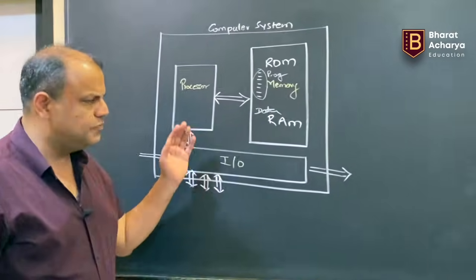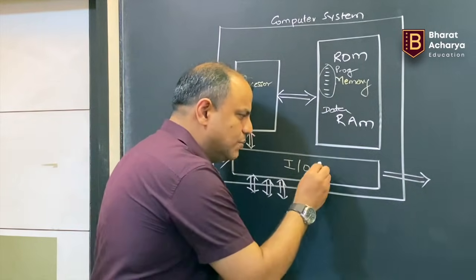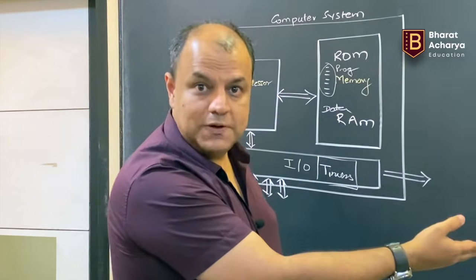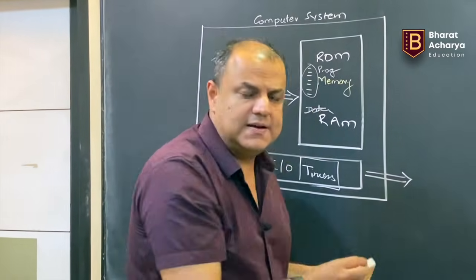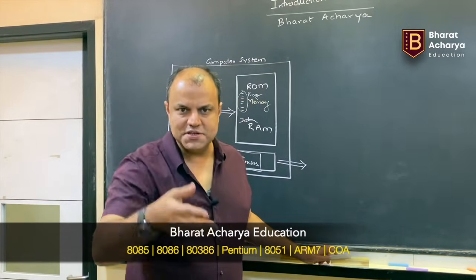To build a computer, you need your processor, you need RAM, ROM, you need IO ports, you need something called timers to run time delay applications. The simplest example I showed you, something so basic like a remote control, also needs timer functions. Various operations need timer functions.